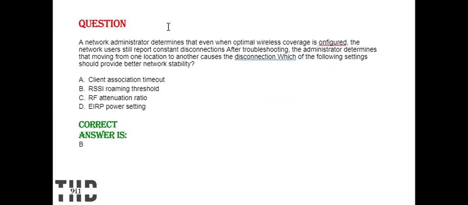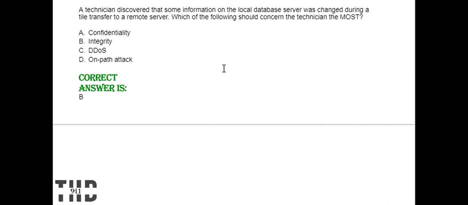A network administrator determines that even when optical wireless coverage is configured, the network users still report constant disconnections after troubleshooting. The administrator determines that moving from one location to another causes disconnection. Which of the following settings should provide better network stability? Option A, client association timeout. Option B, RSSI roaming threshold. Option C, RF attenuation ratio. Option D, EIRP power setting. Option B is correct.